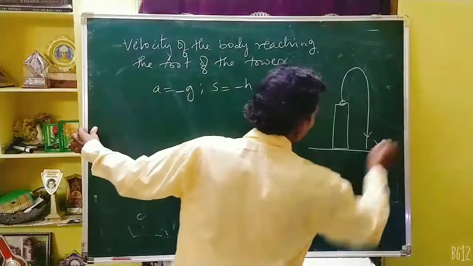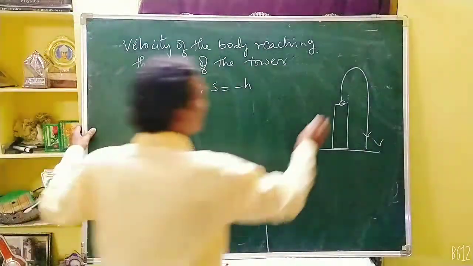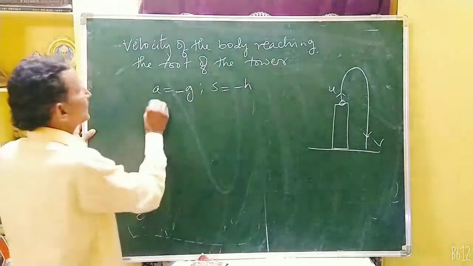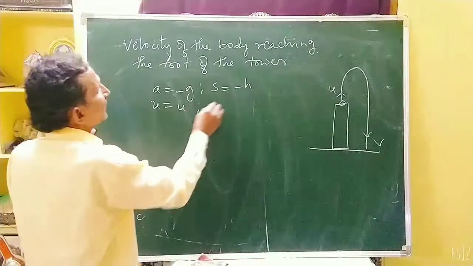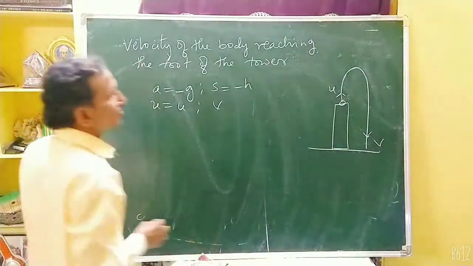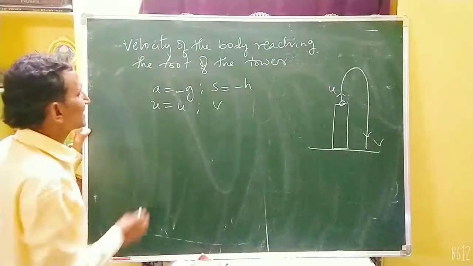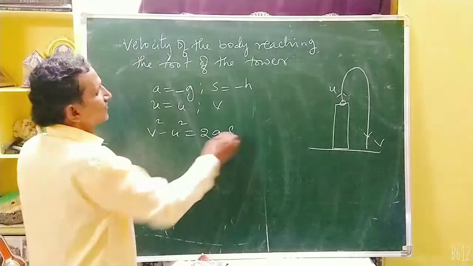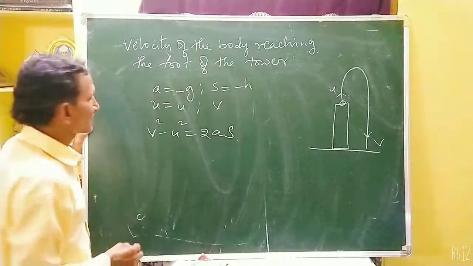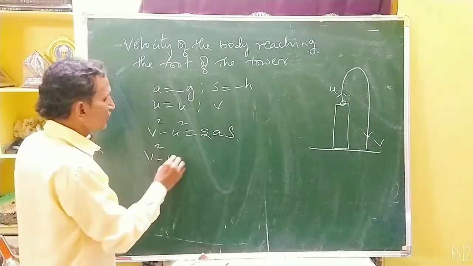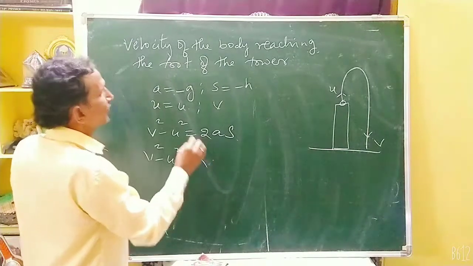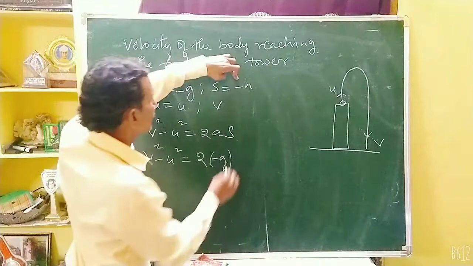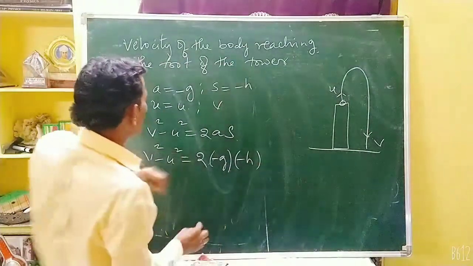and the velocity of the body reaching the ground. Let us say v is the velocity here, and u is the initial velocity. So we have initial velocity u, and we have to calculate the velocity of the body reaching the ground. So we have the relation v square minus u square is equal to 2as. So v square minus u square is equal to 2 into, here a is equal to minus g, and s is equal to minus h.